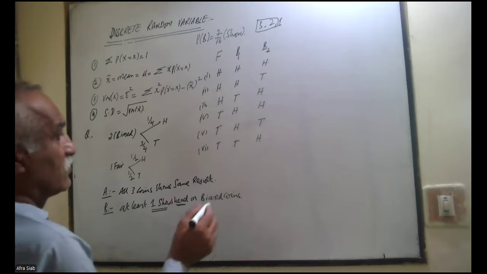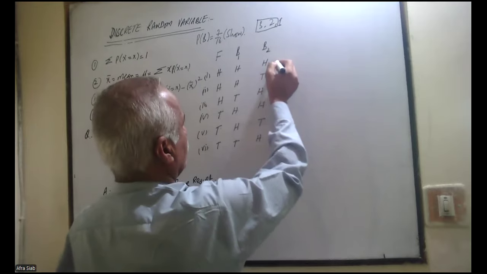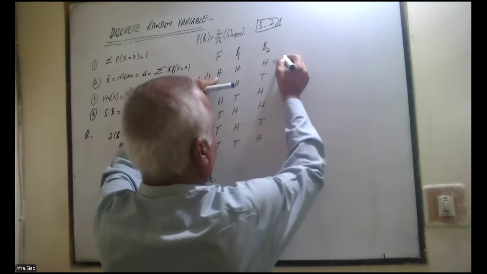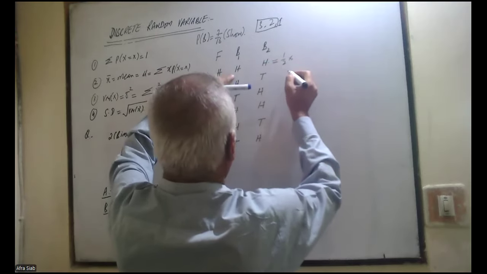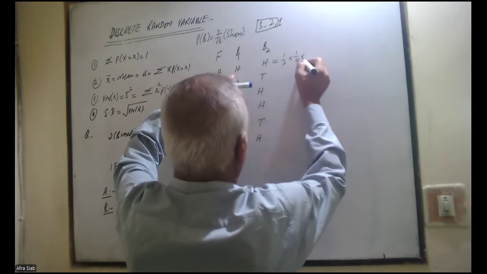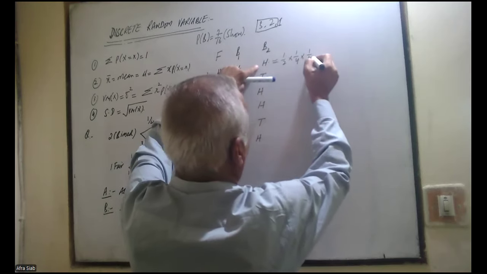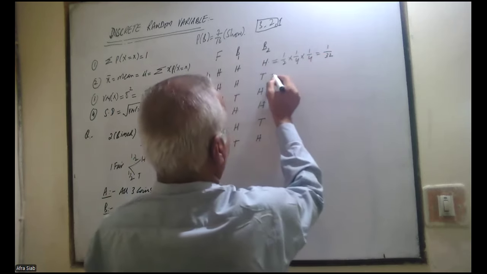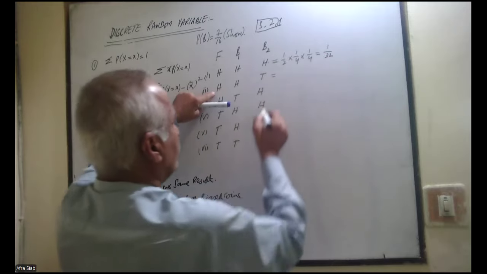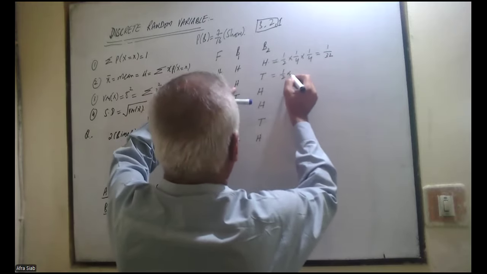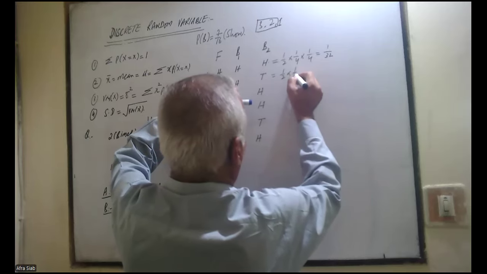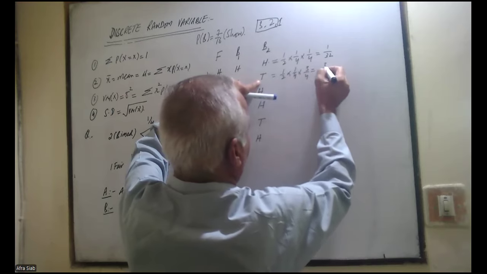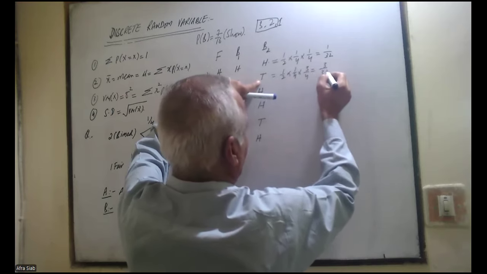Now we will show all these probabilities. The probability of this one, head, head, head: head is on the fair, that is 1 by 2. Head is on the biased, that is 1 by 4, into head on the biased, that is also 1 by 4. So it should be equal to 1 over 32. Then this will be head on the fair, that is 1 by 2, then head on the biased, that is 1 by 4, and tail on the biased, that is 3 by 4. So it should be equal to 3 by 32.